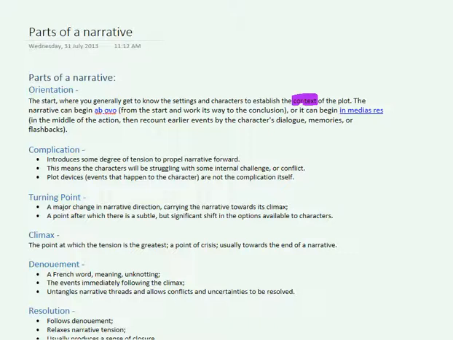Now, the narrative can begin in two ways. Ab ovo, which is from the start, chronologically, and works its way forward to the conclusion in order of time, or it can begin in medias res, meaning in the middle of the action, then recount the earlier events through characters' dialogue, memories, flashbacks, whatever.